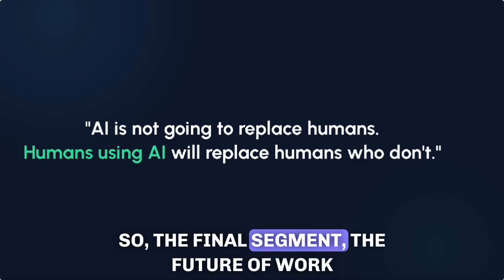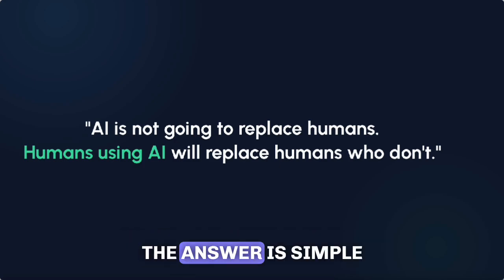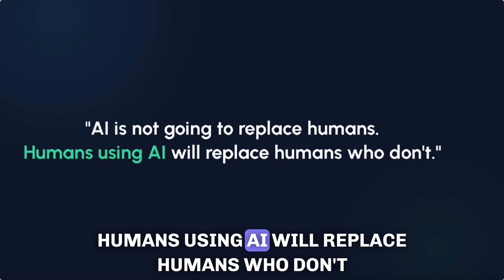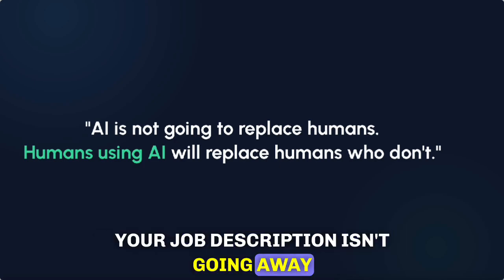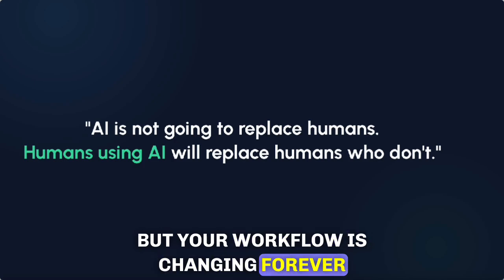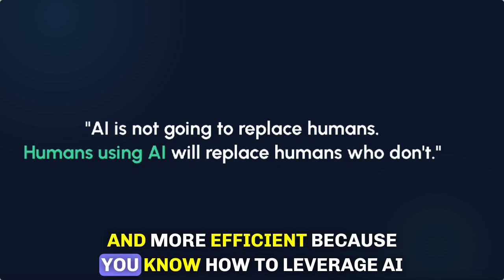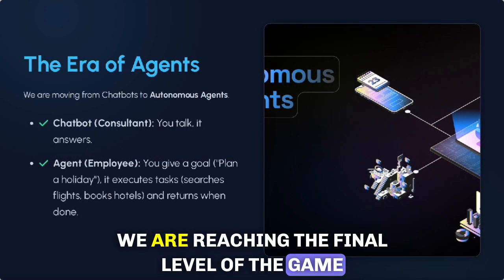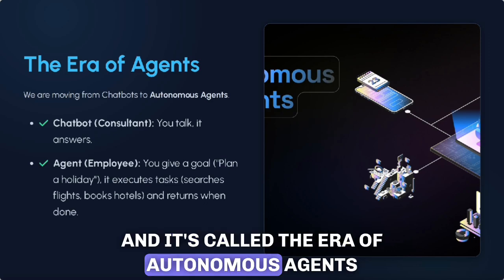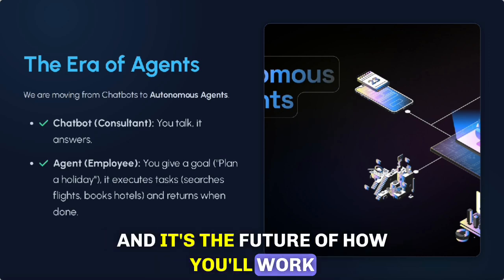So the final segment, the future of work. Are you going to be replaced? The answer is simple. Humans using AI will replace humans who don't. Your job description isn't going away, but your workflow is changing forever. If you are faster, more creative, and more efficient because you know how to leverage AI, we are reaching the final level of the game, and it's called the era of autonomous agents. This is the evolution beyond the simple chatbot, and it's the future of how you'll work.